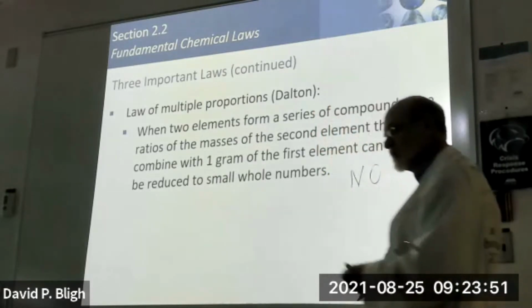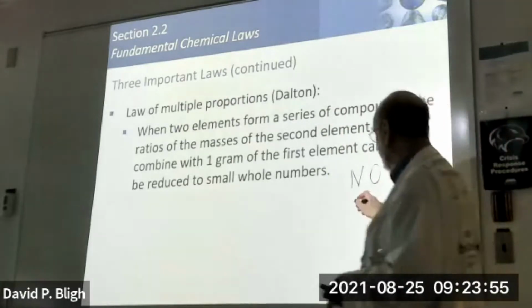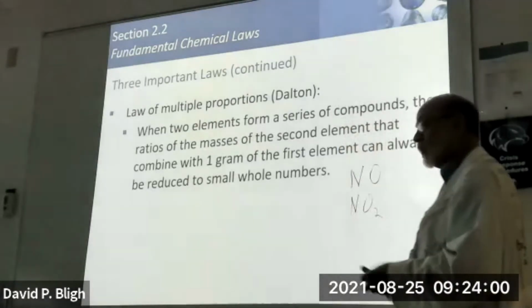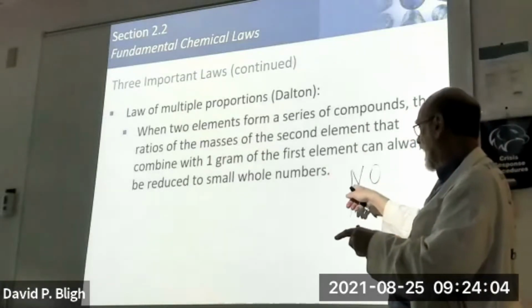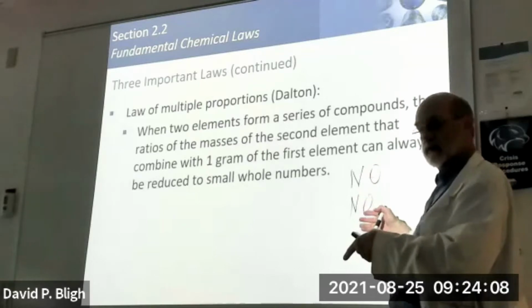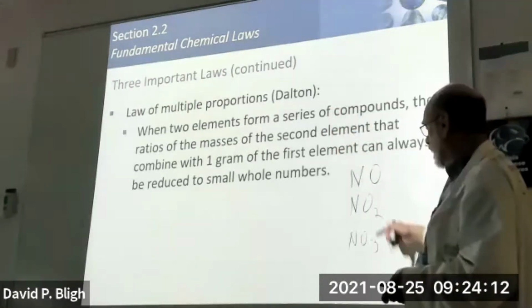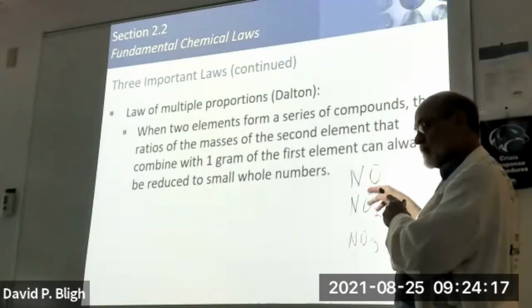There. Nitrogen and oxygen can combine and make this compound. They can combine and make this compound. Now we know these are the ratios. They didn't know that then. They didn't know that 1 atom of nitrogen and 1 atom of oxygen. They just knew the mass ratio. Or we can make that. Well, now that we know the ratios, they've determined the ratios of these elements.